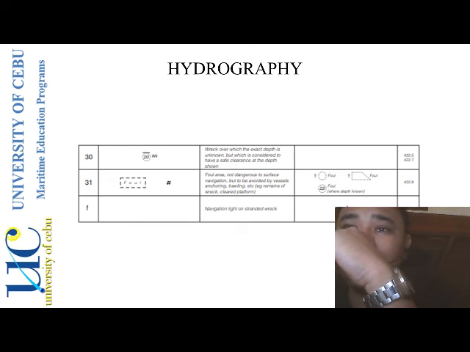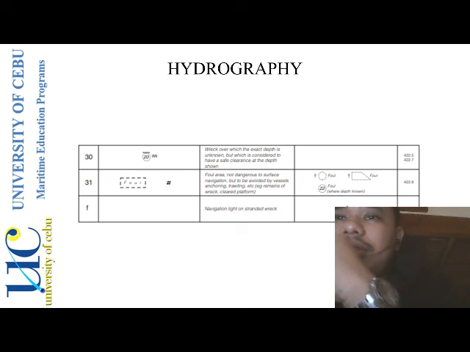Number 30, this is a wreck whose exact depth is unknown but which is considered to have a safe clearance at the depth shown. Foul area, not dangerous to surface navigation but to be avoided by vessels anchoring, trawling, or remaining, wreck to the platform. Letter F, navigation light on stranded wreck. So, obstructions.